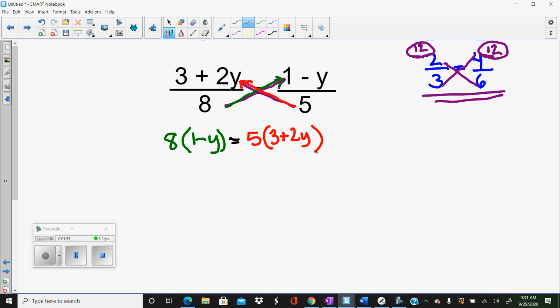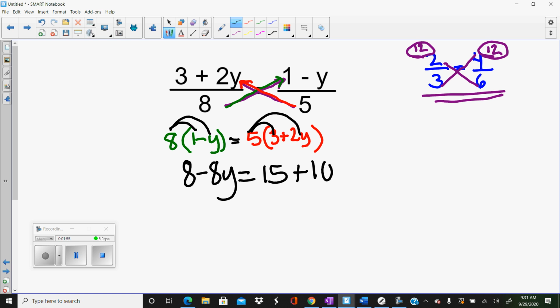Okay, when we have that, now we just have an equation where we can use the distributive property and solve for y. So let's distribute 8 times 1 and 8 times negative y. We get 8 minus 8y equals 5 times 3 is 15. 5 times 2y is plus 10y. Okay, getting simpler. Now the parentheses are gone. We can start to move some variables around.